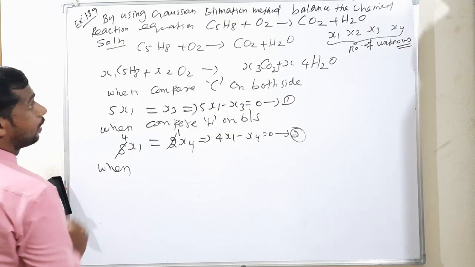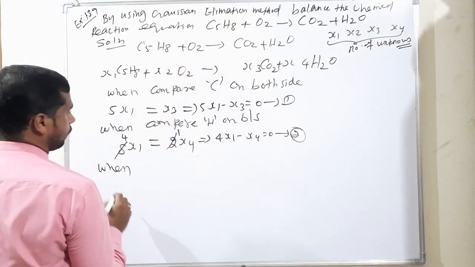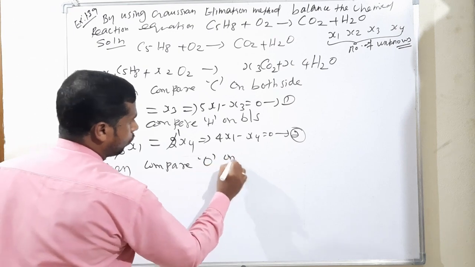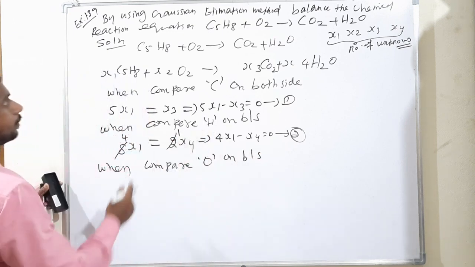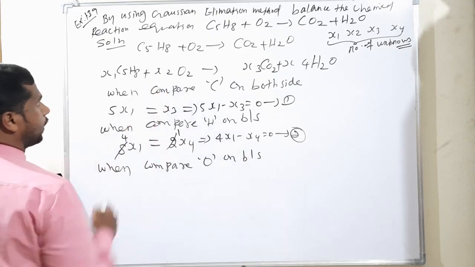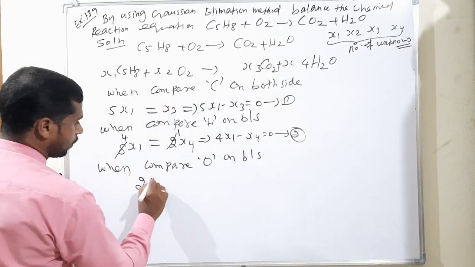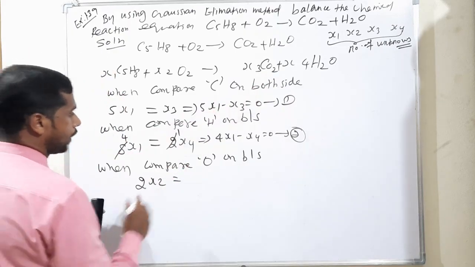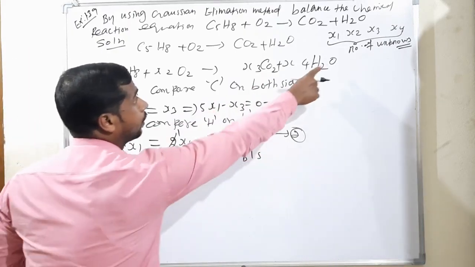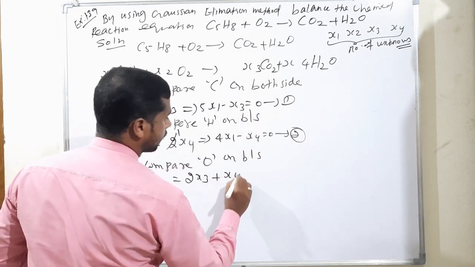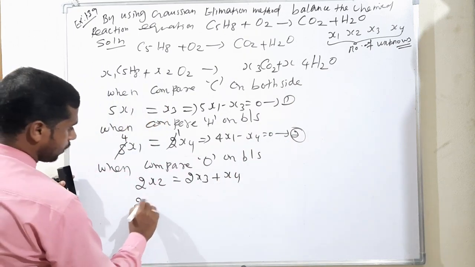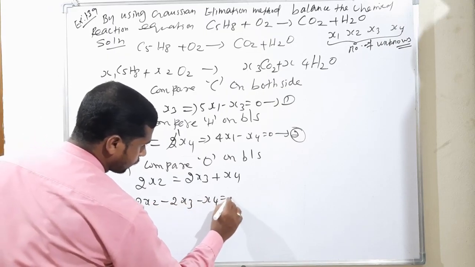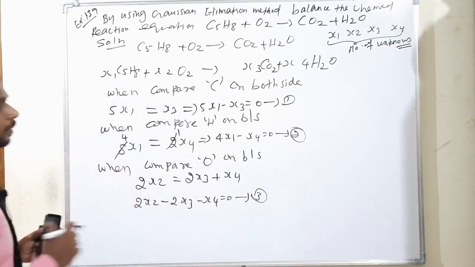Then compare O on both sides. On the left, 2x2, is equal to, on the right, 2 times x3, then only 1 time plus x4. Rearranging, 2x2 minus 2x3 minus x4 is equal to 0, called equation number 3.